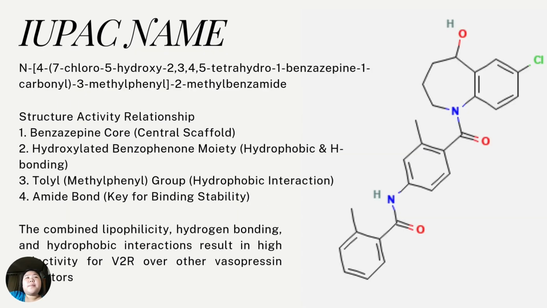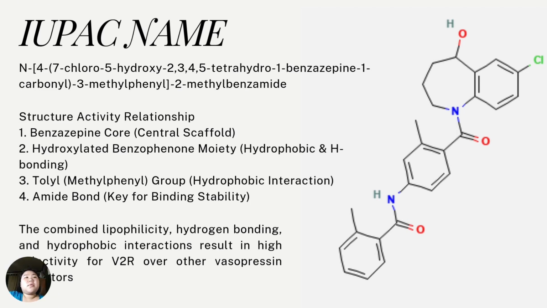Moving forward, the IUPAC name of this specific drug is N-[4-(7-chloro-5-hydroxy-2,3,4,5-tetrahydro-1-benzazepine-1-carbonyl)-3-methylphenyl]-2-methylbenzamide. You'll notice that the structure of this drug molecule is on the right, and below the IUPAC name we have the structure activity relationship. The structure activity relationship is incredibly important for us to understand how the drug's biologic activity is based on the structure.